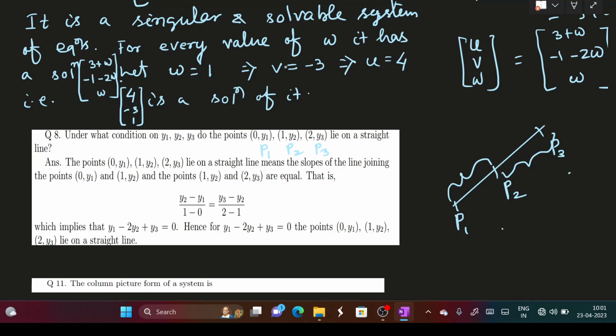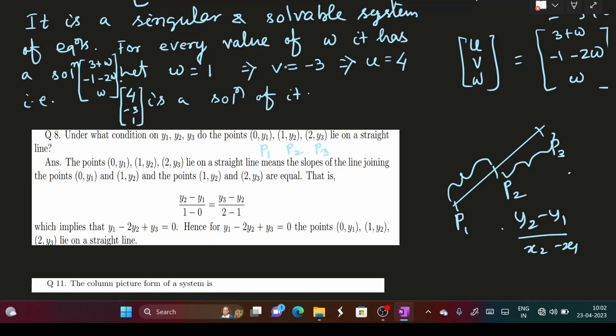And we know for any straight line having endpoints x1, y1 and x2, y2, the slope formula is (y2 minus y1) by (x2 minus x1). Substituting the values of x1, x2 here, we get (y2 minus y1) by (1 minus 0) for the first 2 points, and (y3 minus y2) by (2 minus 1) for the second 2 points. Finally, the denominators of both sides are 1.